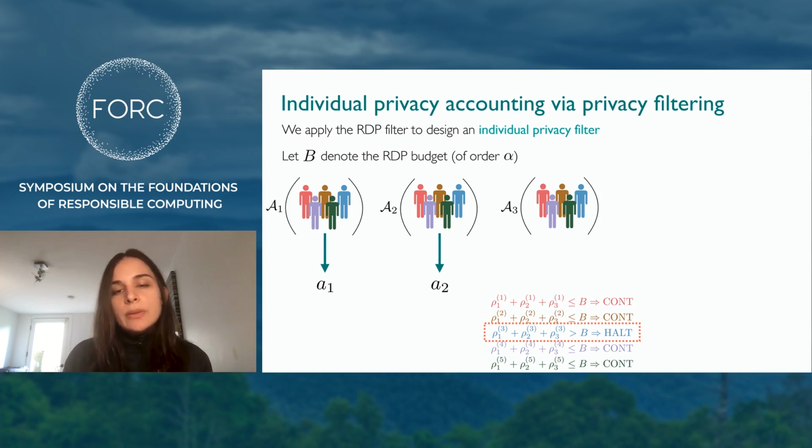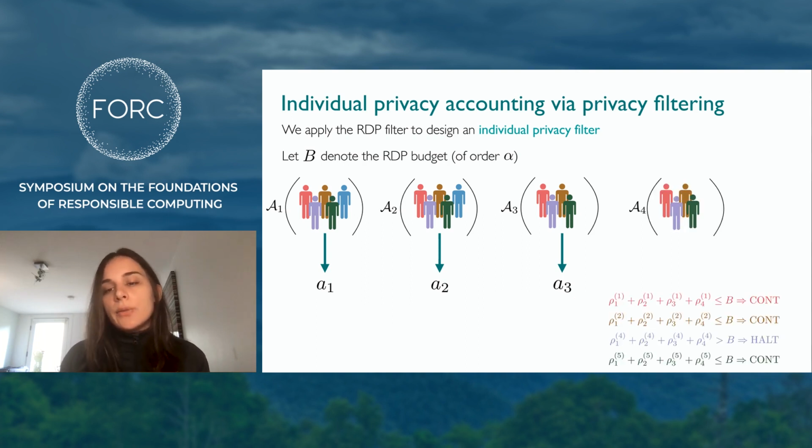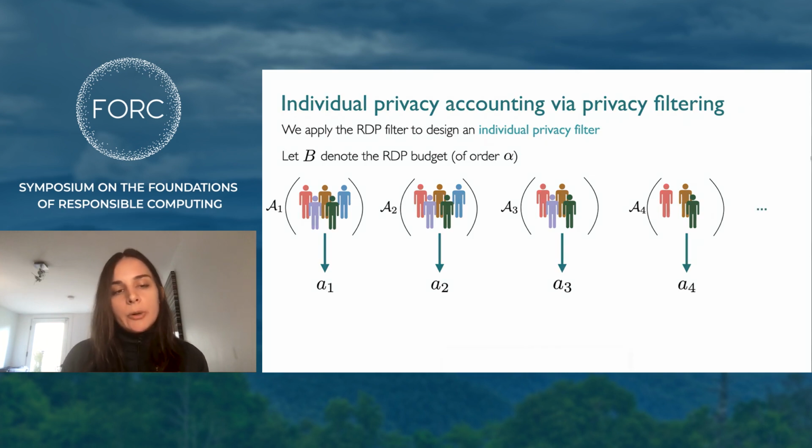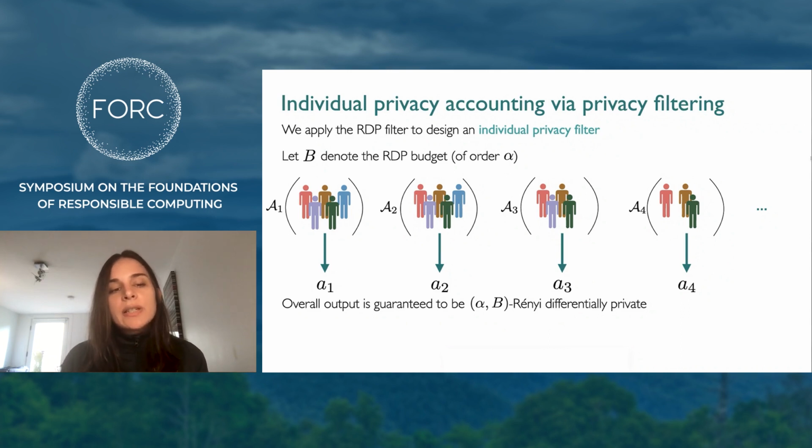Then what we would do is we would just drop this individual from the analysis and make the report using the remaining individuals in the data set. And again, let's say in the fourth step, again, one individual exceeds the budget B. We would drop that individual from the data set and make the report using the remaining individuals in the data set. And so we can keep going like this. And what the individual privacy filter ensures is that the overall output is guaranteed to be alpha B Rényi differentially private.